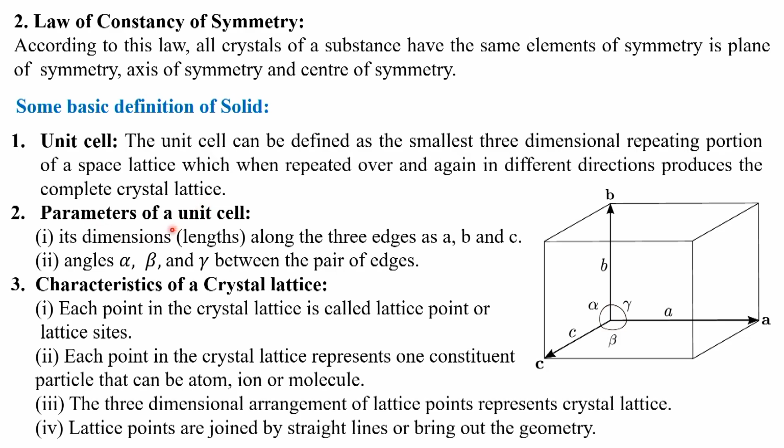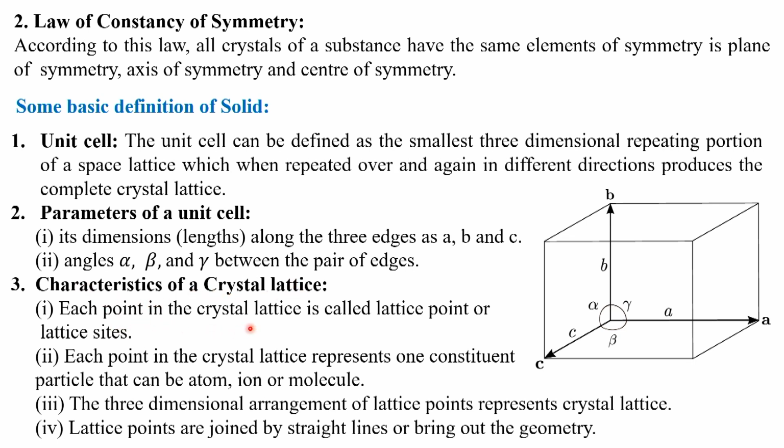Then we discuss parameters of a unit cell. Its dimensions, meaning lengths along the three edges, are a, b and c. So these are the three axes here. You can see this is a, this is b and this is c. Then the angles alpha, beta and gamma between the pairs of edges. So this is one edge. This angle is gamma. This is another edge. This angle is beta, and this is another edge. This angle is alpha.